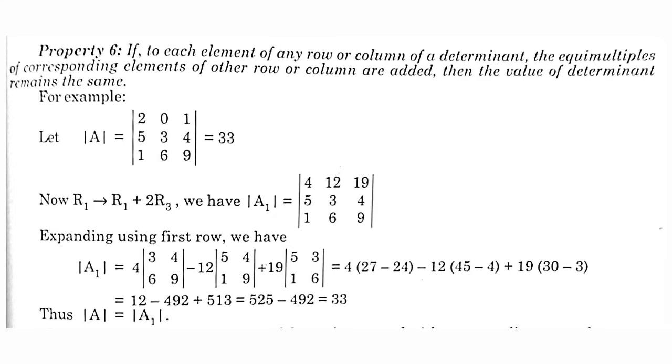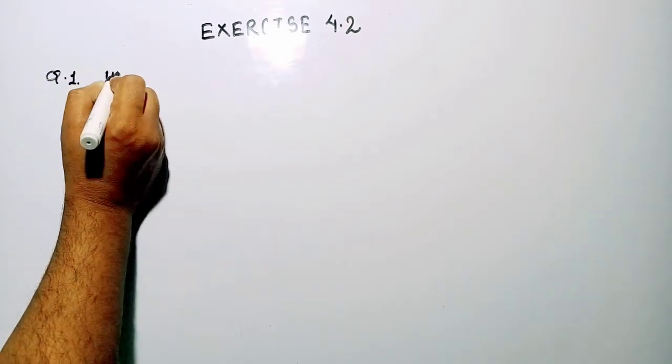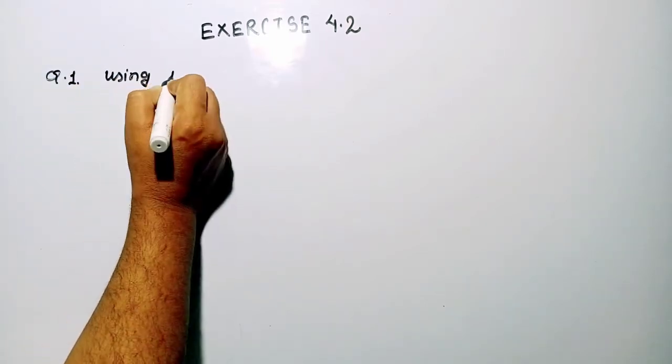Right students? By doing this process, we are getting the new determinant. Now expanding this determinant, we will get the same value as above. Initially the value of this determinant is 33. After doing the row operations, we are getting the new determinant, and after expanding we are again getting 33, meaning by doing row or column operations the value of the determinant will be the same. Let us see a few questions of exercise 4.2.